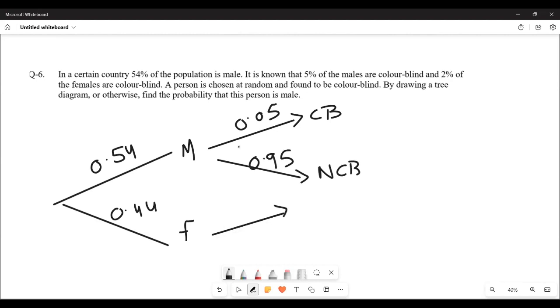And out of the female, 2% are colorblind, and 0.98 is the probability of not being colorblind. A person is chosen at random and found to be colorblind. By drawing a tree or otherwise, find the probability that this person is male.